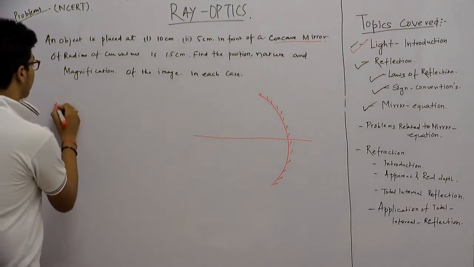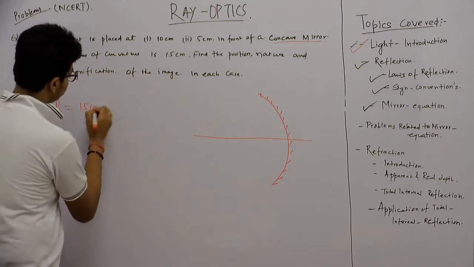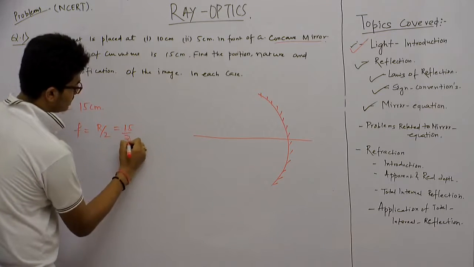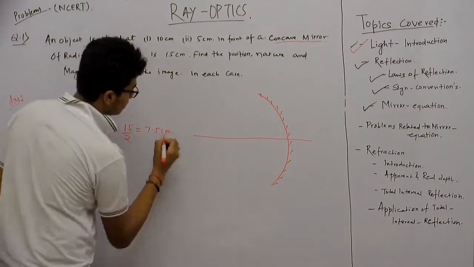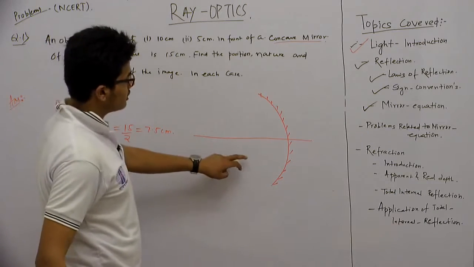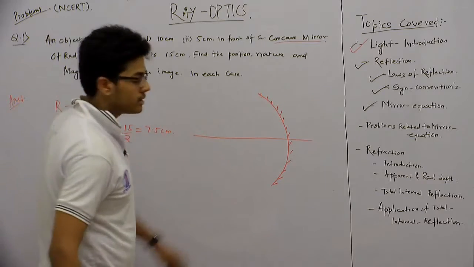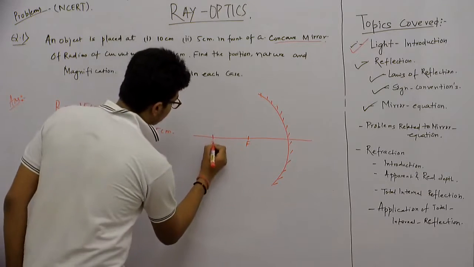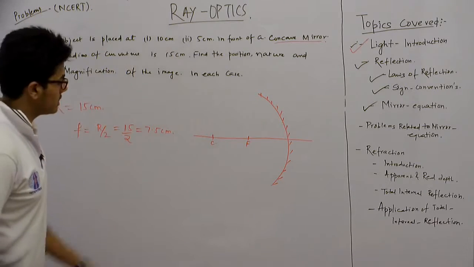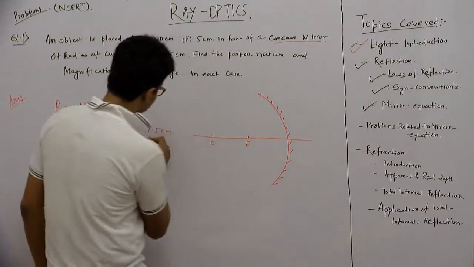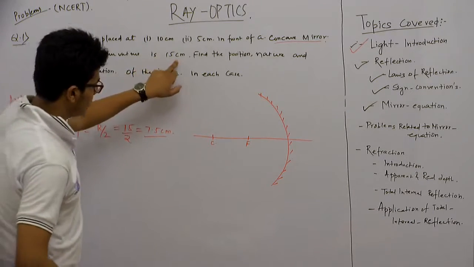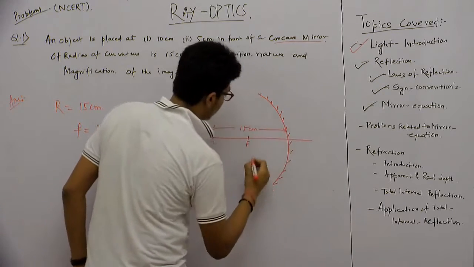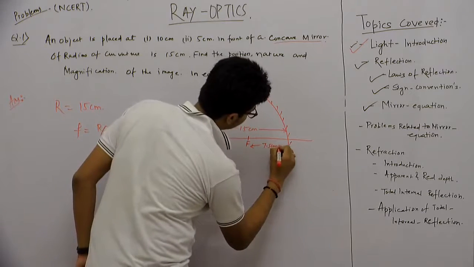So if the radius of curvature is 15 centimeter, then the focal length is R by 2, which is equal to 15 by 2, that is equal to 7.5 centimeter. Which means that the focal length of this concave mirror is 7.5 centimeter. Let us put focal length at this position and center of curvature at this position. So it is given that the radius of curvature is 15 centimeter, so it is 15 centimeter from the pole and this is 7.5 centimeter from the pole.